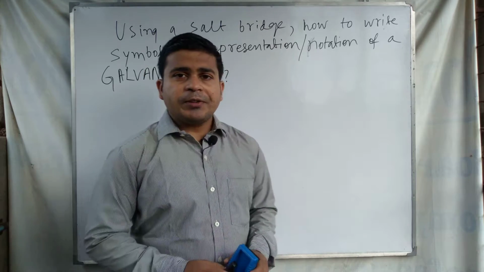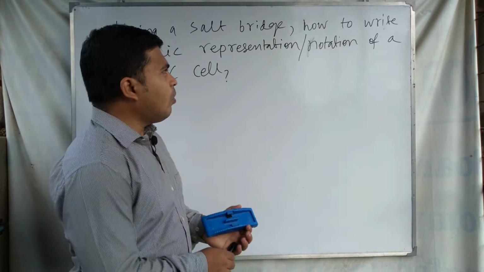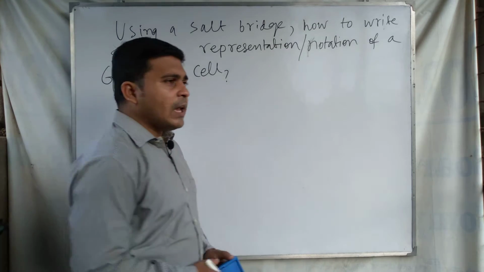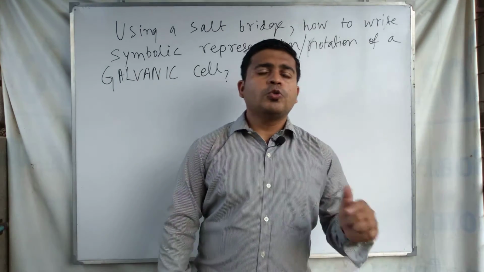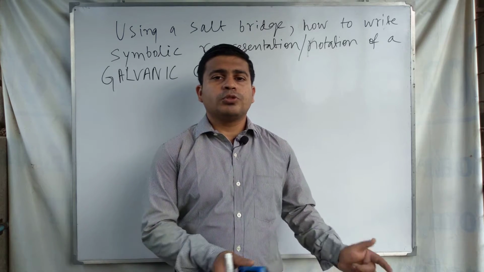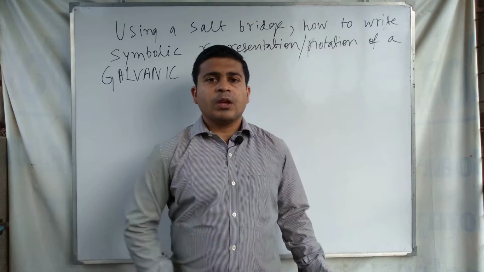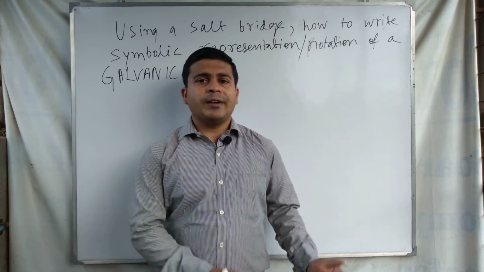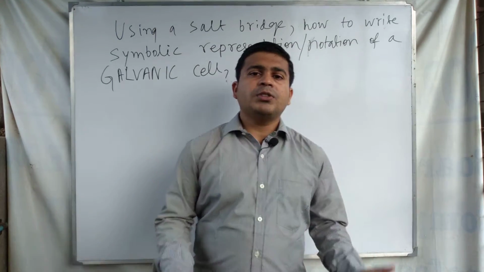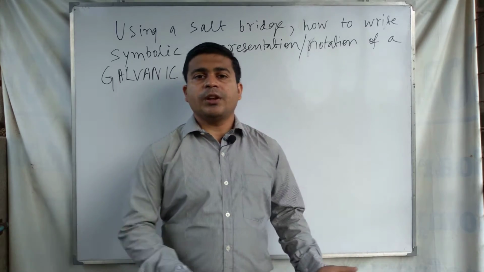We start our discussion regarding the representation or notation of the galvanic cell. You know, a galvanic cell is a device where two separate beakers are present, and in two separate halves the oxidation and reduction take place, and in a galvanic cell electrical energy is produced from chemical energy.